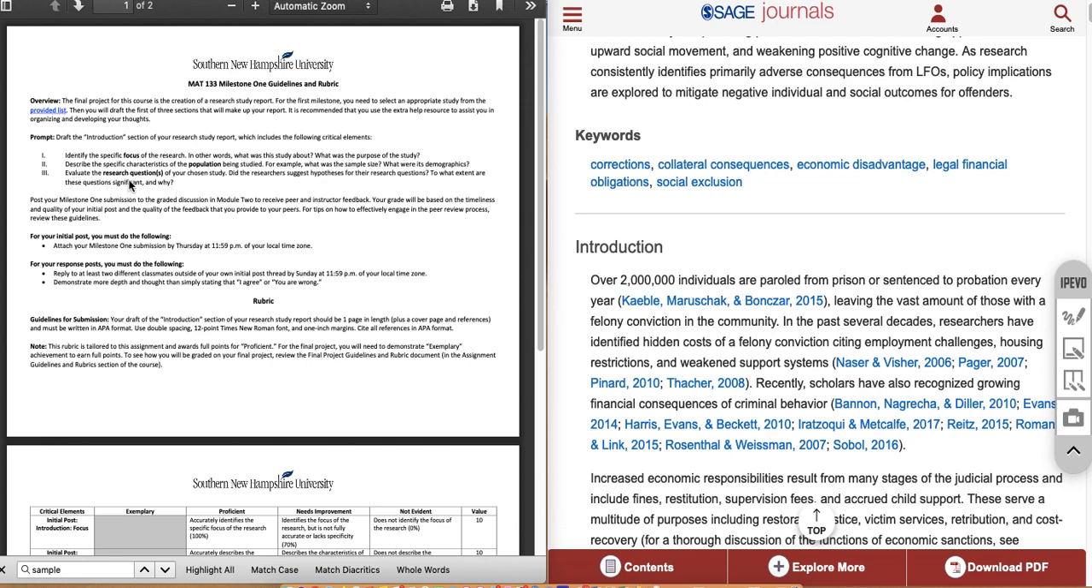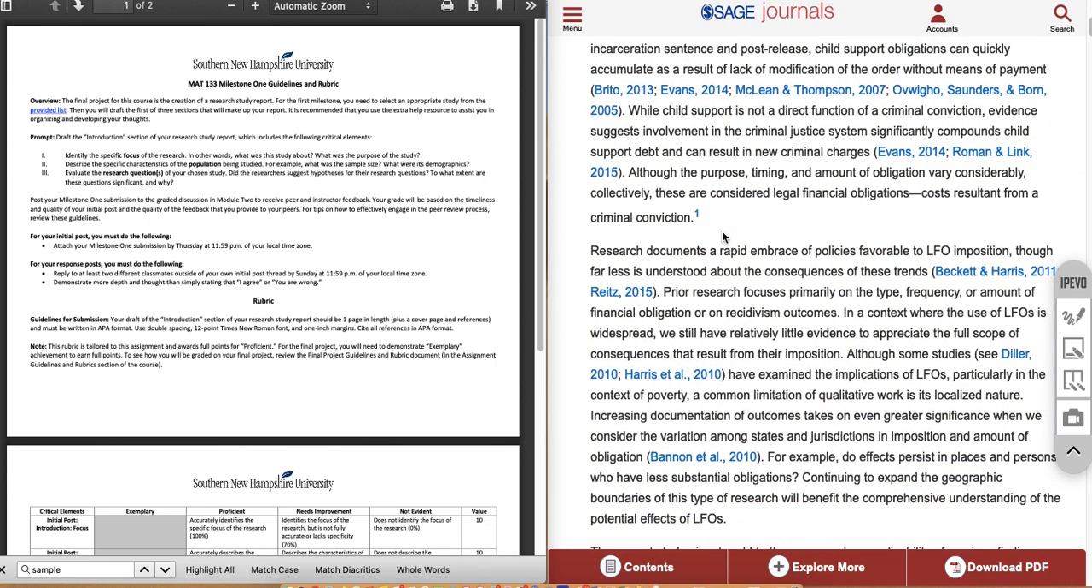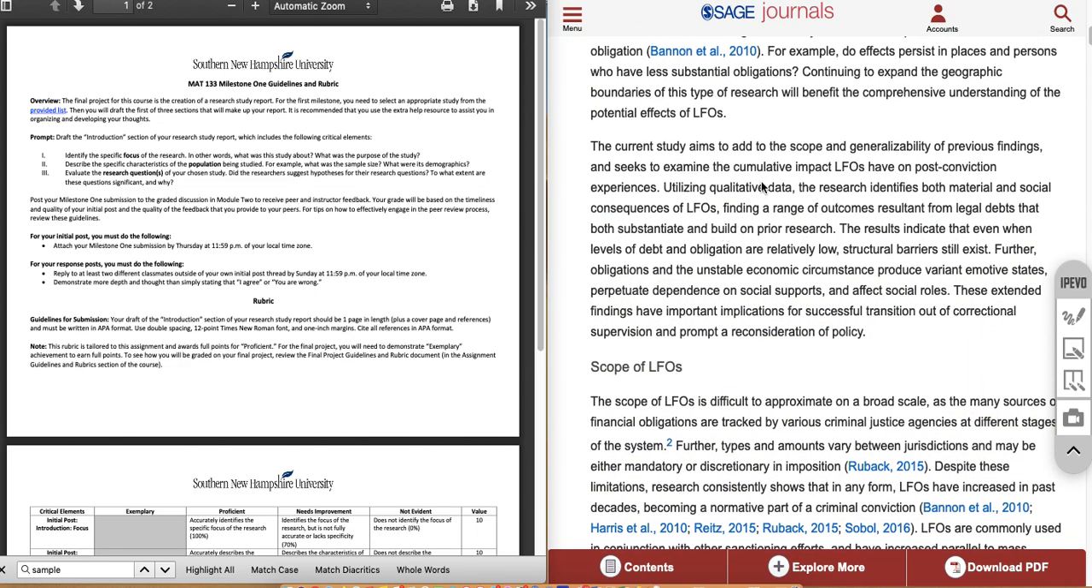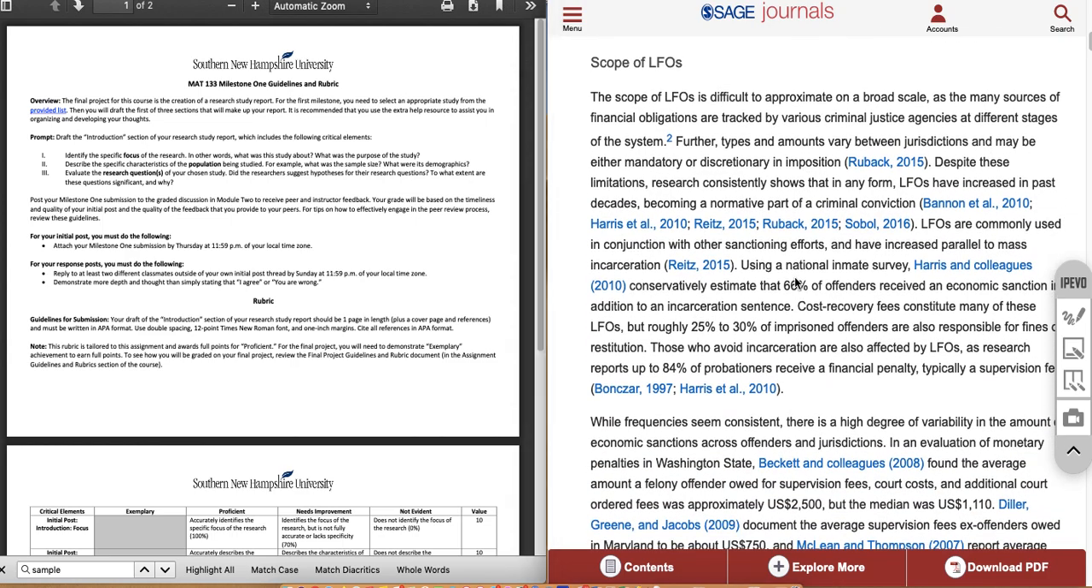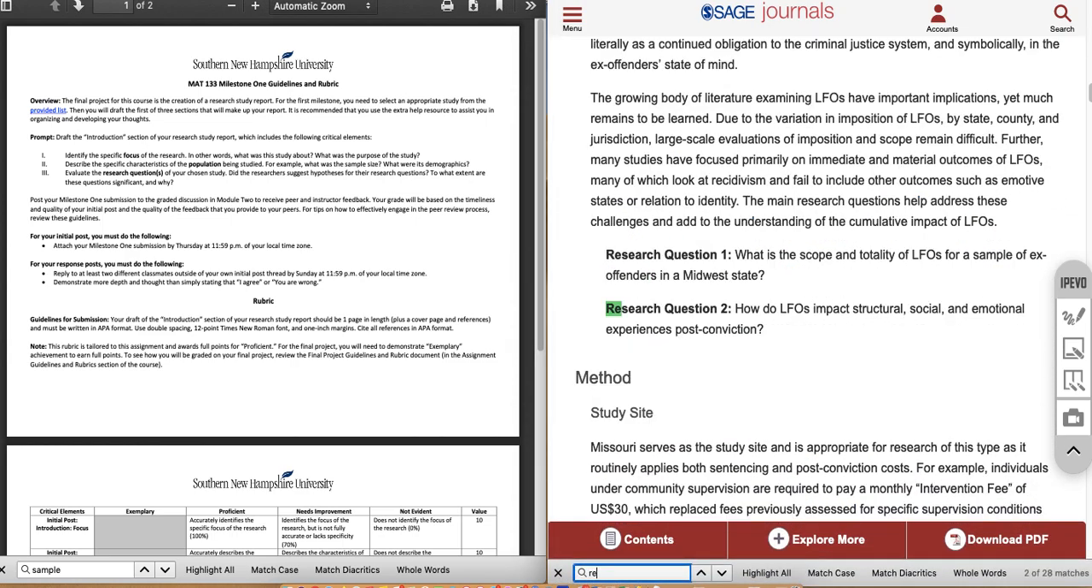So Roman numeral 3: evaluate the research questions of your chosen study. Did the researcher suggest hypotheses for the research question? To what extent are these questions significant, and why? So let's take a look. There may be some overlap in the introduction about the research questions, so let's go ahead and put in "research." Oh, look at that. I did a Control F or Command F and started to type in research, and right away I got a hit on it.